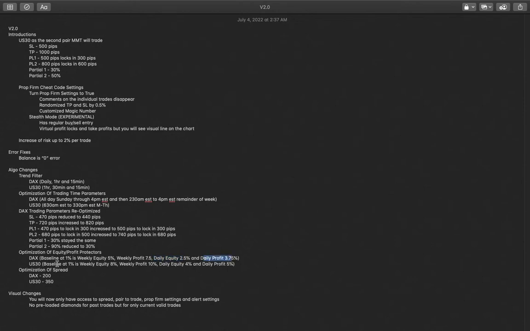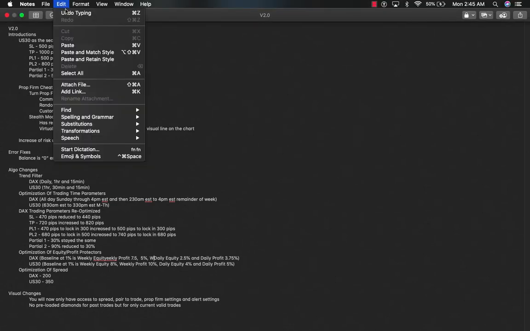All right. Now, if you upgrade and you want to use 2% risk, then everything doubles. You go to weekly equity, 10%, weekly profit, 15%, daily equity, 5%, daily profit, 7.5%. All right. If you go down to 0.5, everything cuts in half. You go weekly equity, 2.5, weekly profit. Uh-oh. Let's undo that.